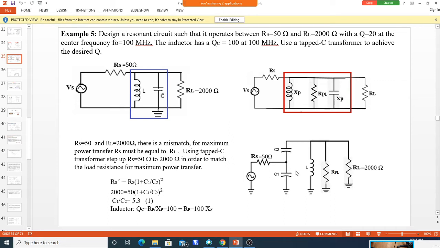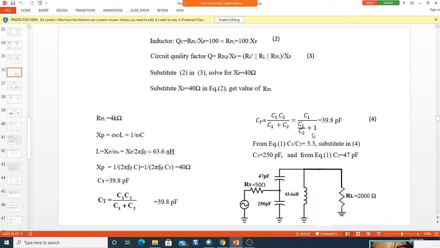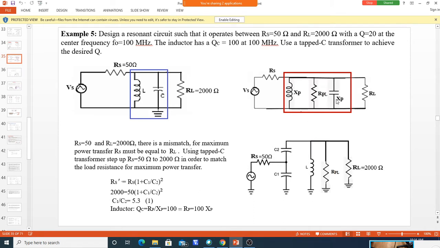We have to find out the value of this inductor. Inductor value is not given and capacitor is also not given. That is the total capacitor, which is also not given. You should find the inductor value and capacitor value based on the operating frequency. We got one ratio, C1 by C2 needed is 5.3, but the total capacitor and the inductor value we have to get.